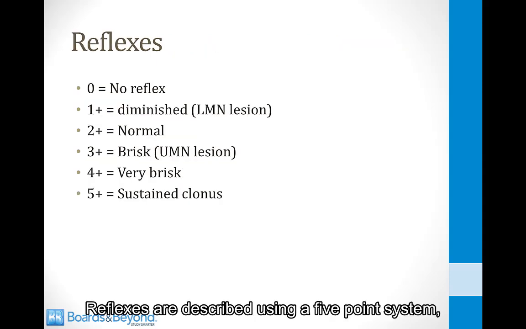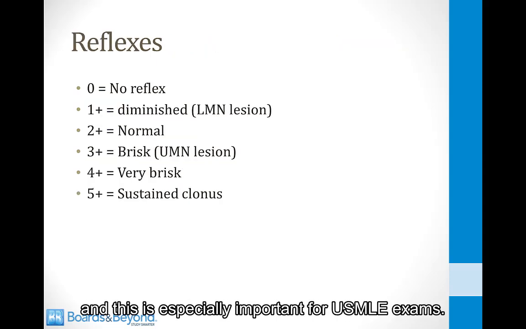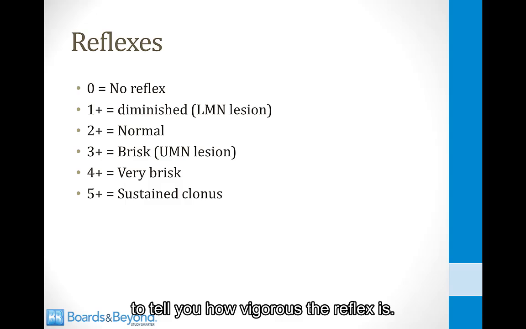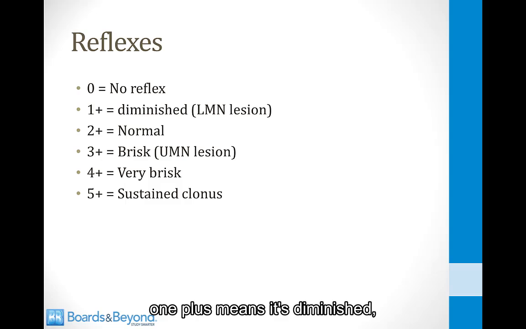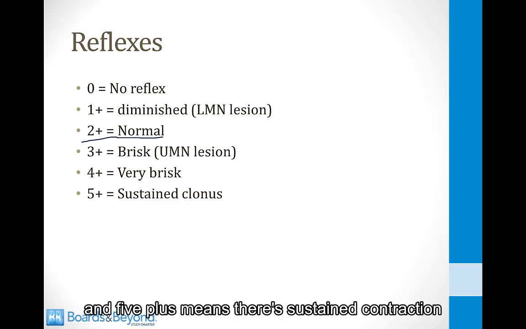Reflexes are described using a 5-point system, and this is especially important for USMLE exams. On exams, they will give you a number to tell you how vigorous the reflex is. So a 0 reflex means there's no reflex present. 1+ means it's diminished. 2+ is a normal reflex. 3+ is a brisk reflex. 4+ is very brisk, and 5+ means there's sustained contraction of the muscle.